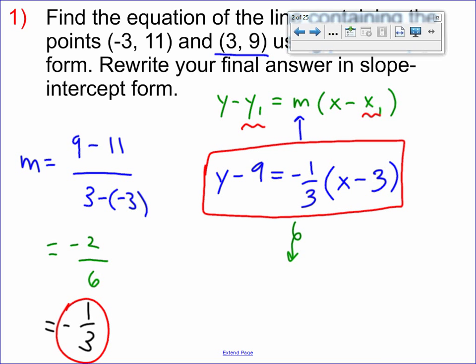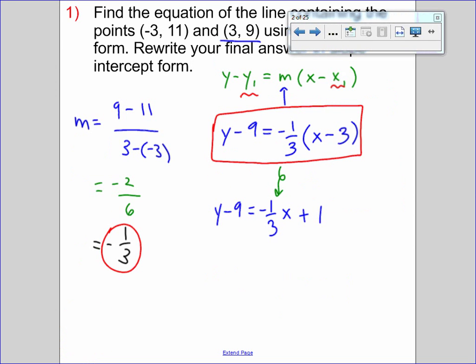So I'll distribute on the right-hand side. That'll keep my y minus 9. But I'll distribute through the parentheses. Negative 1/3 times x is negative 1/3 x. Negative times a negative is a positive. And a third of 3 is 1. I'll finish it out, final step, by adding over 9, and I get negative 1/3 x plus 10. So negative 1/3 x plus 10.